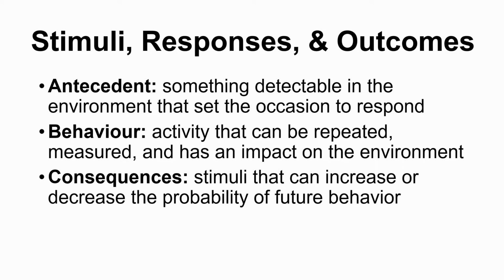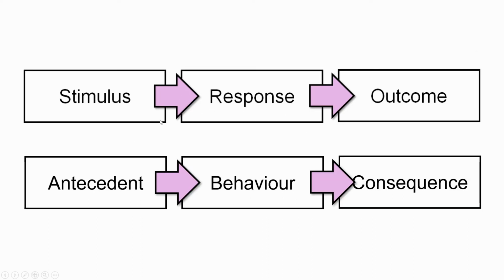So they can be good or bad and can increase or decrease the probability of a behavior occurring in the future. So just as a sort of direct comparison here, we have stimulus, response, outcome, that's how we started. We could also call this antecedent, behavior, consequence. Same basic concept, just slightly different terminology according to Skinner's preferences.